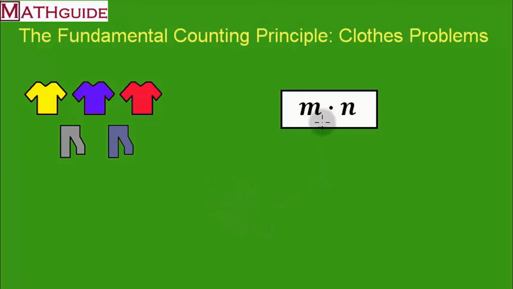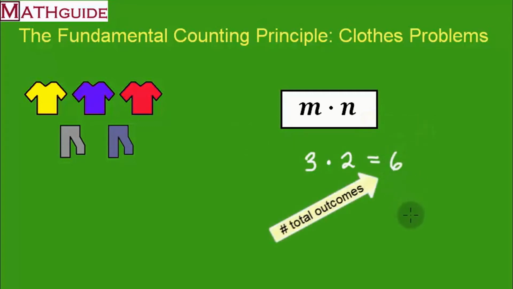I'm going to multiply two numbers together. The first number is how many it is from the first set. Well, shirts are the first set. So we know he's got 3 shirts. We know he's got 2 pairs of pants, and they are totally independent. So if I take 3 times 2, I get 6 events. 6 events can possibly occur.